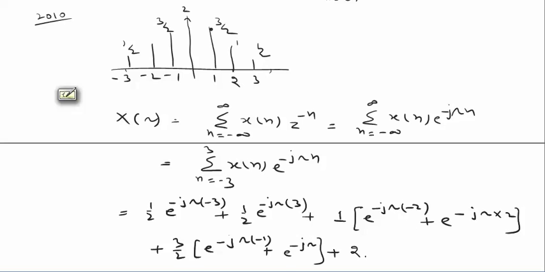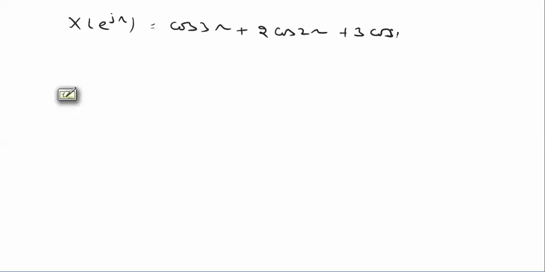We assemble all the values and the final result comes to us in this way: cos 3 omega, 3 omega and 2 cos 2 omega plus 3 cos omega plus 2.